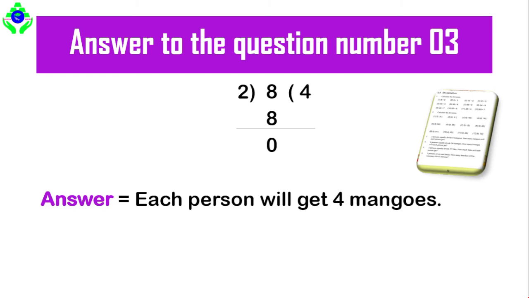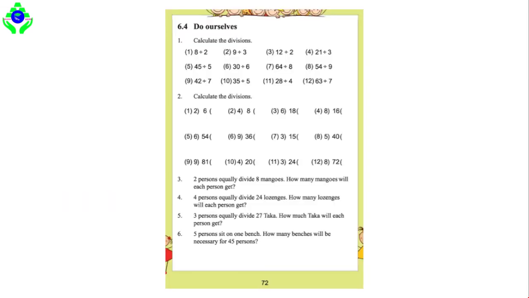Now we will try to solve question number 4. Question number 4 is: 4 persons equally divide 24 lozenges. How many lozenges will each person get? There you can see there were 4 persons and 24 lozenges. The question to you is how many lozenges will each person get?